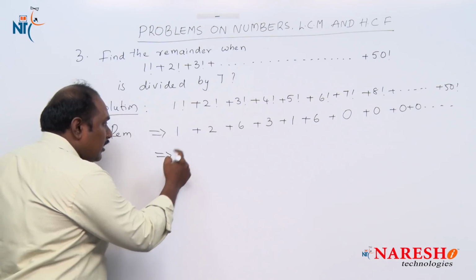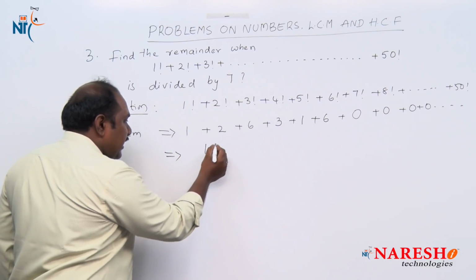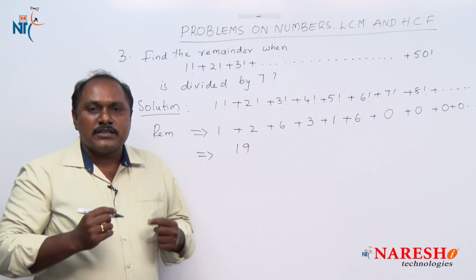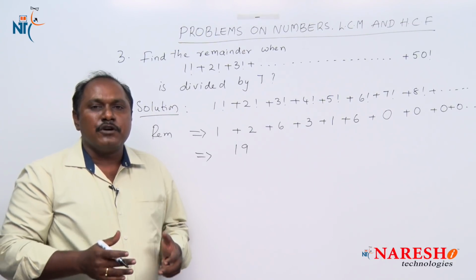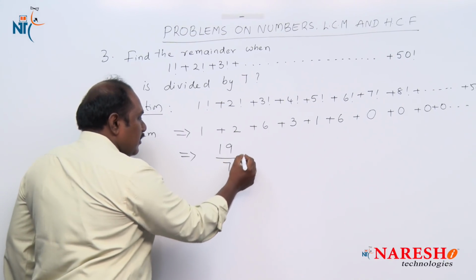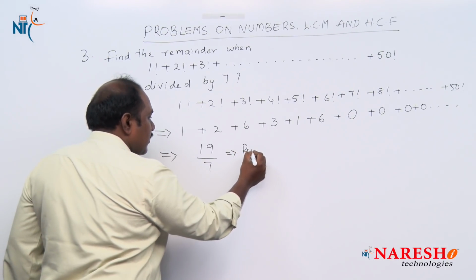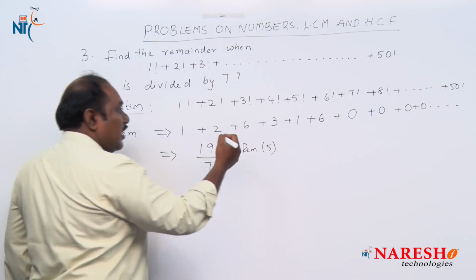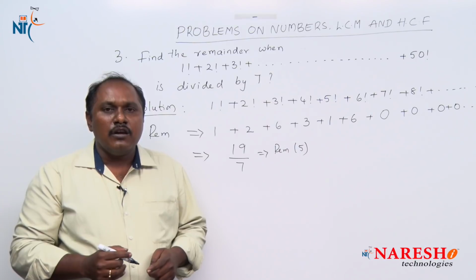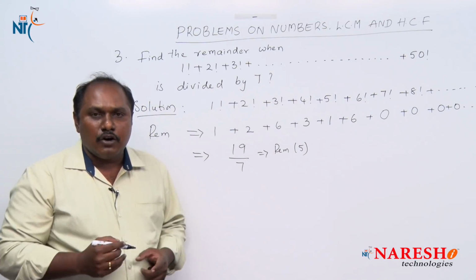Now add all these remainders, we get 19. But we know that when you divide a number with 7, the maximum remainder possible is only 6. So divide this 19 with 7 again, you get a remainder 5. So the answer for this question is 5. Now let us try to solve one more question of the same model.